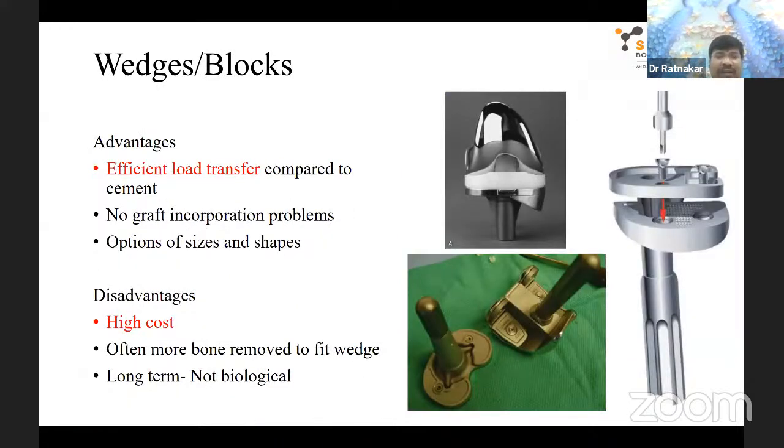The advantages of these blocks or wedges is that they are very efficient in load transfer when compared to cement or cement with screws. And you need not wait for graft incorporation. You have options of various sizes and shapes. But the downsides again are the cost associated with it. And second, you may need to remove more bone for that particular wedge or block to fit in.